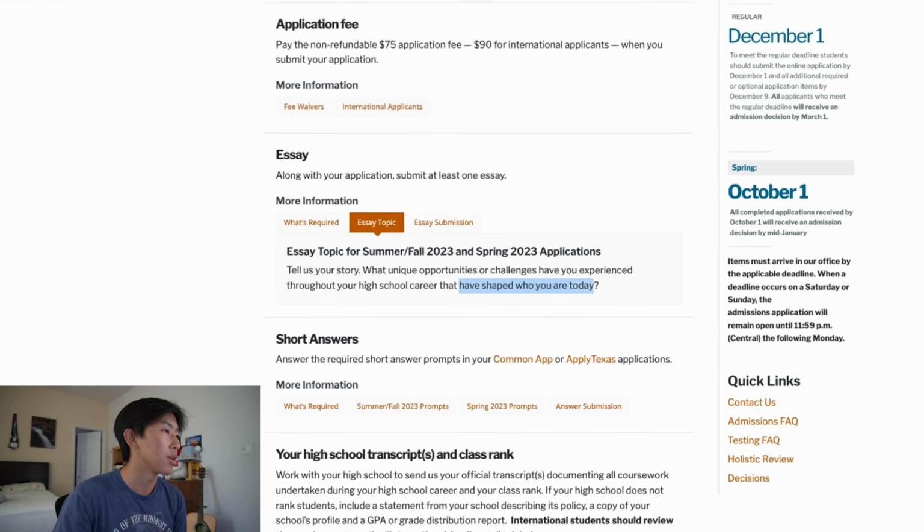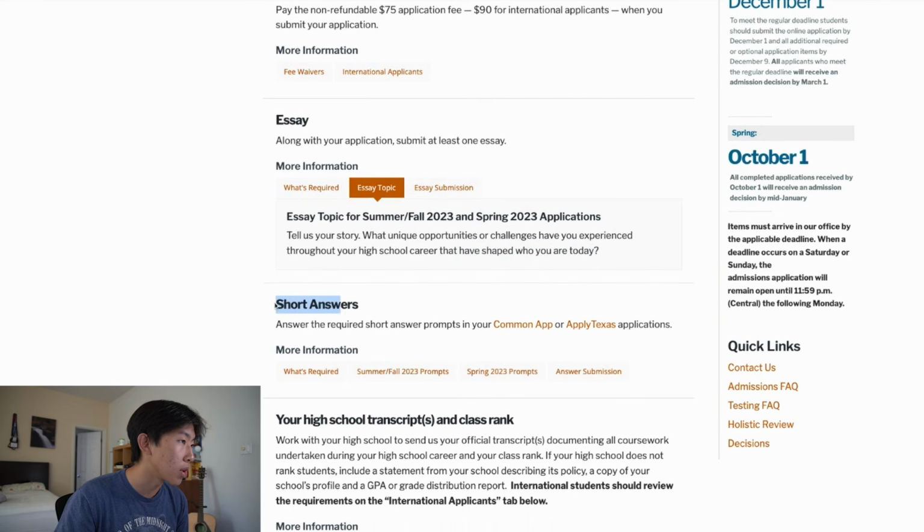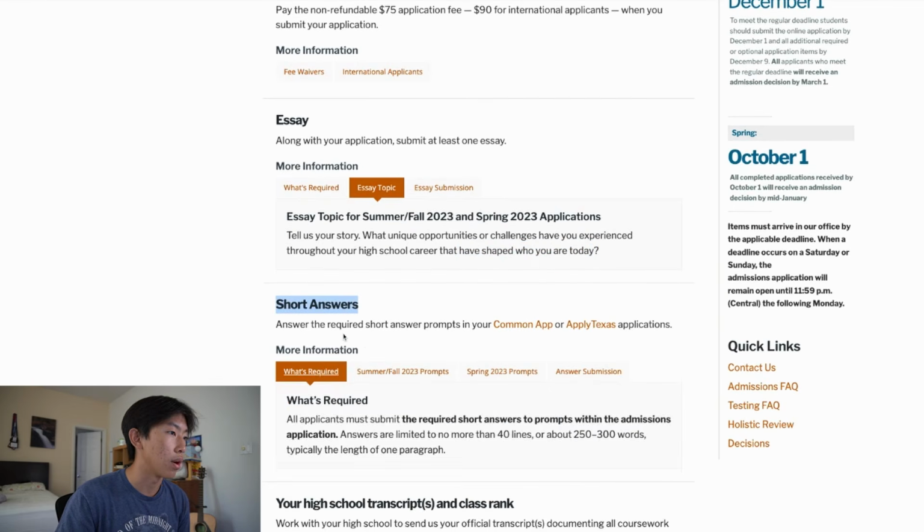In the end, the admissions officers are just trying to get a feel for who you are as a person. And this prompt honestly gives a lot of free rein on how to present yourself by displaying how you've grown throughout the years. Okay, more essays. These are short answers.